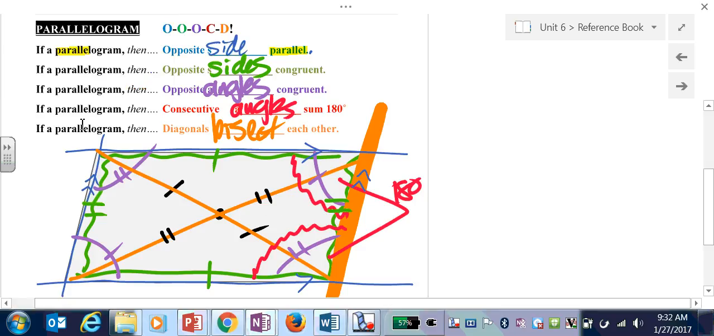Okay, 2 hands up. Repeat after me, say, if parallelogram, then OCD. So this is how it reads. If you have a parallelogram, then you have OCD qualities, the OCD.